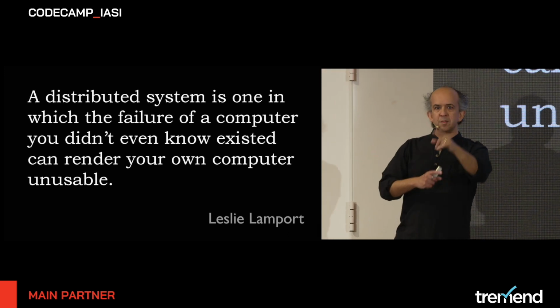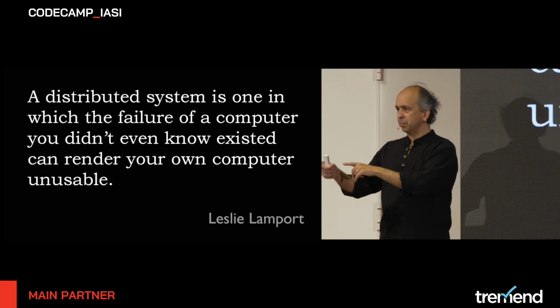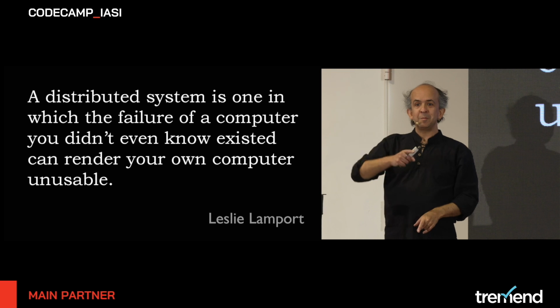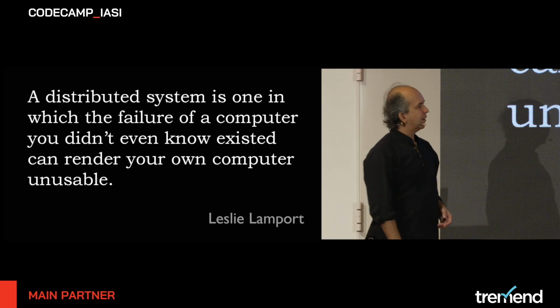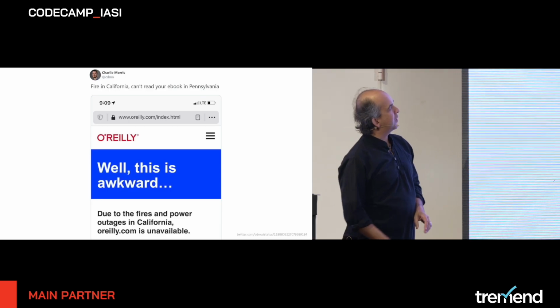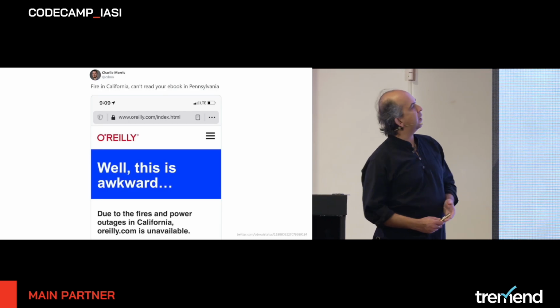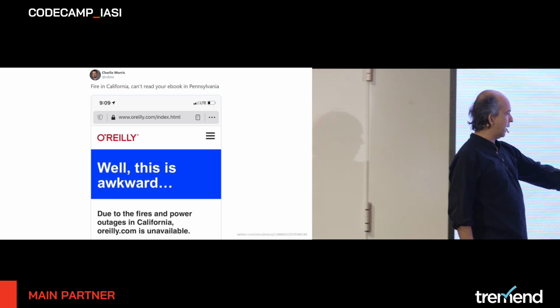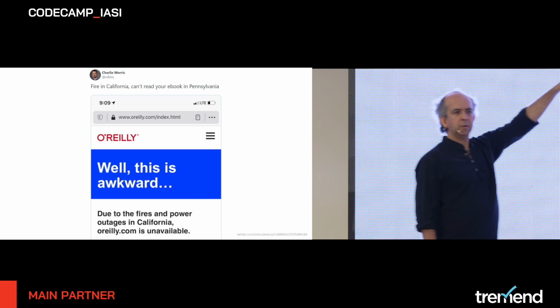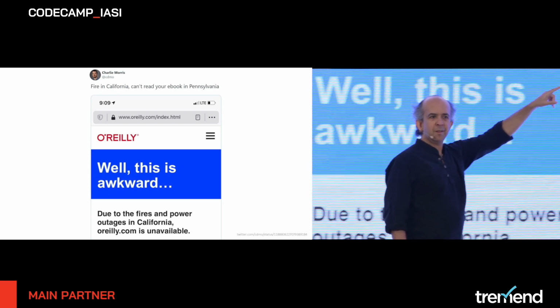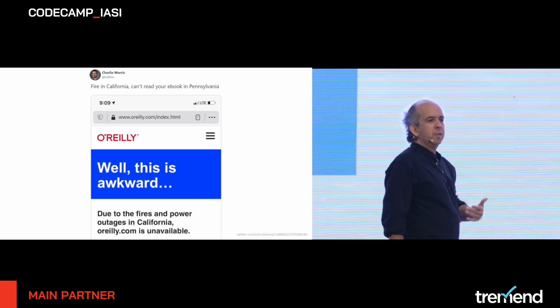We've just had that with the AV system. The AV system is the one that's now suffering. My computer is fine, but the power spike messed it up. I didn't know. In fact, my publisher a couple of years back had this problem. Due to fires and power outages in California, O'Reilly.com is unavailable. You can't read your book in Pennsylvania. Completely different state. Oops. That's what we mean by distributed system.